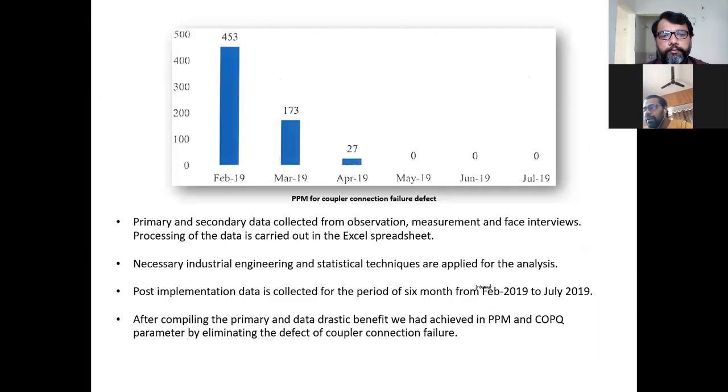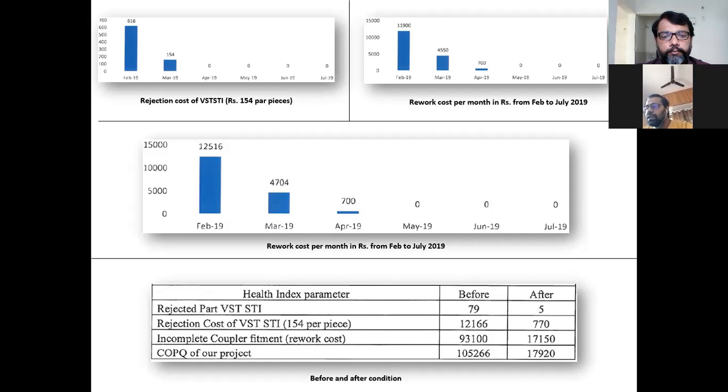Incomplete coupler fitment rework cost was 93,000. It is a very huge cost. We reduced 93,000 to 17,150, which is around 80% of the rework cost reduced here, and the total poor quality cost was 1,05,066. That also we reduced to 17,000. It's more than 80% we have reduced here.